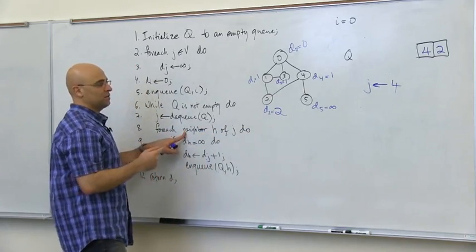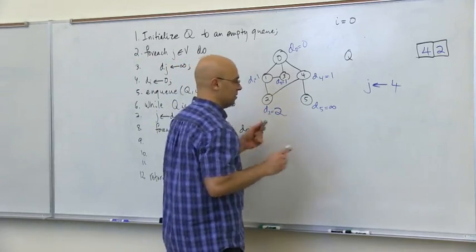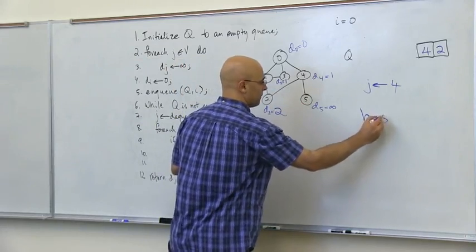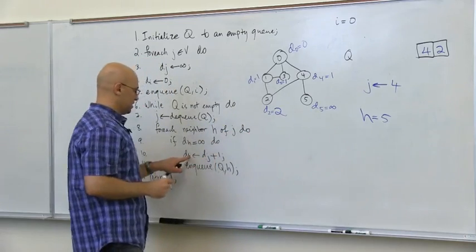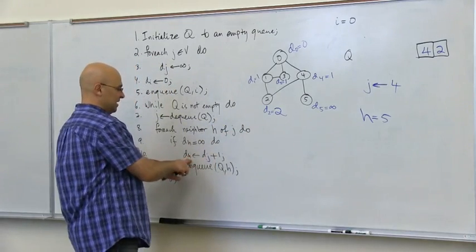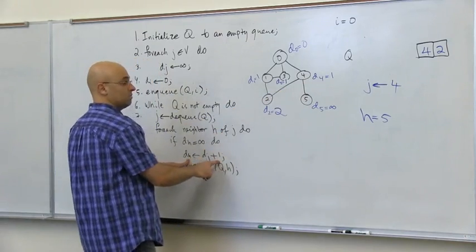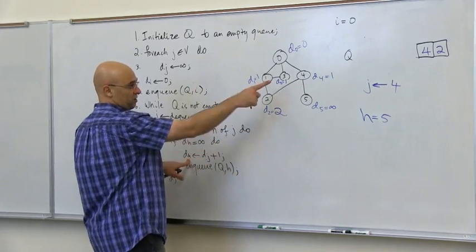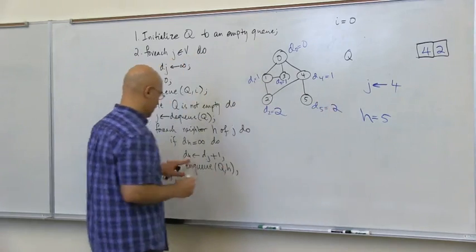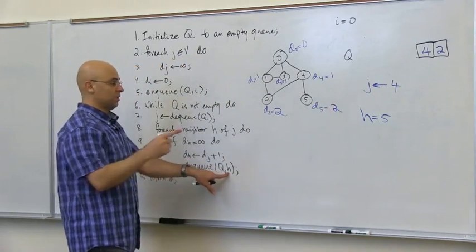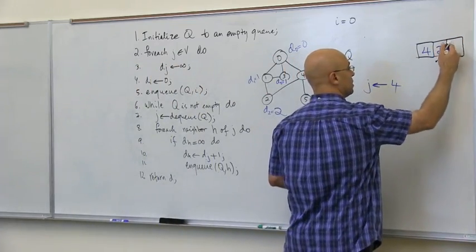We look at another neighbor of 4, which is 5. So now h is 5. Is d of 5 infinity? The answer is yes. Since d of 5 is infinity, we update its distance. D of 5 is going to take d of 4 plus 1, because j is 4. D of 4 is 1, plus 1 is going to be 2. We update this to 2. And we put h onto the queue, which is node 5. Now node 5 goes into the queue.